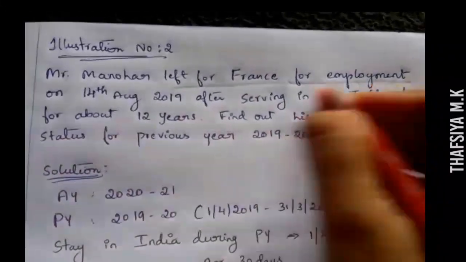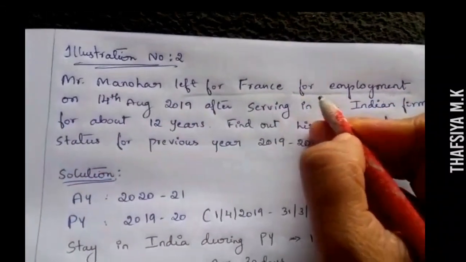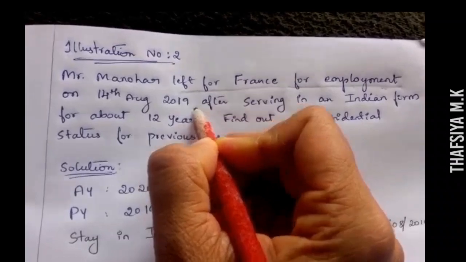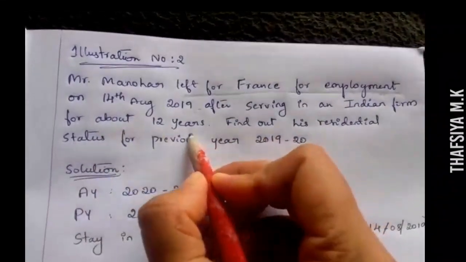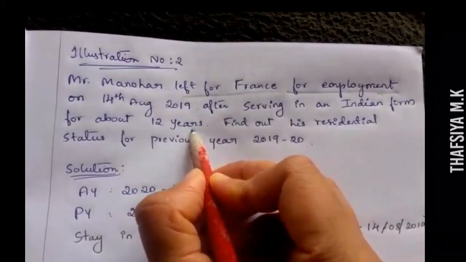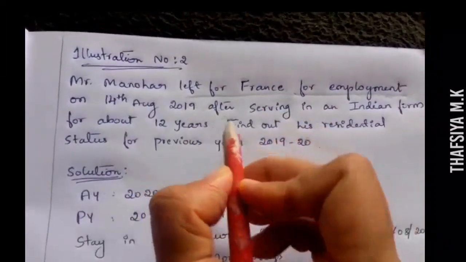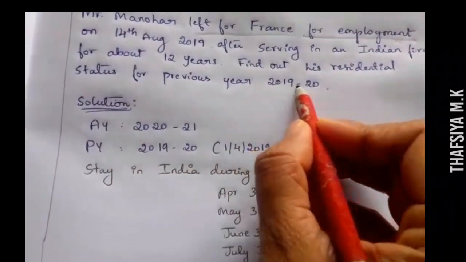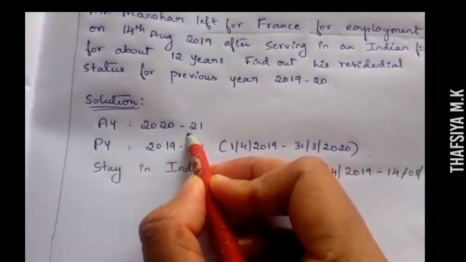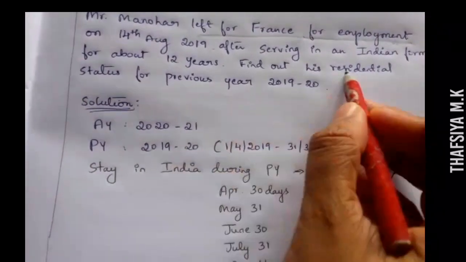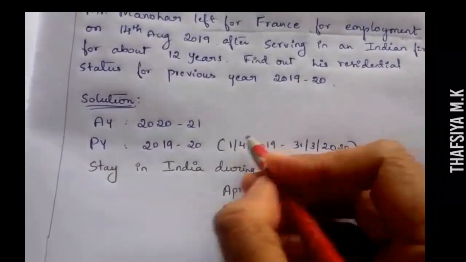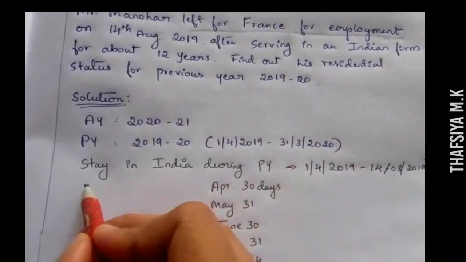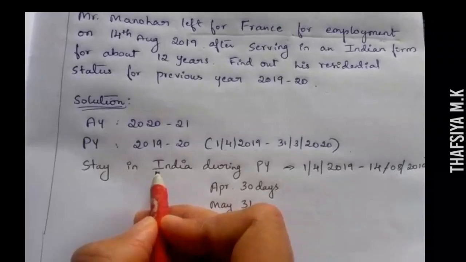Let me continue the question. Left for France for employment on 14th August 2019. So he left on 14th August after serving in India for about 12 years. Now let's calculate the solution. For the previous year 2019-20, the assessment year is 2020-21. The previous year they asked is 2019-20, so the year starts from 1st April 2019 to 31st March 2020. Next we'll find out the condition.